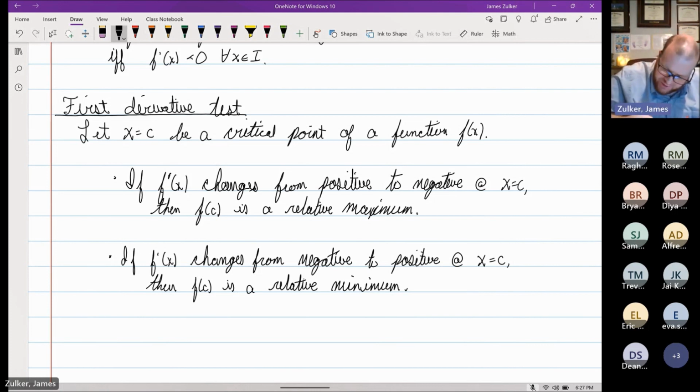If f prime of x changes from negative to positive at the point x equals c, then f of c is a relative minimum. So again, if f of x is switching from decreasing to increasing at c, then f of c is a relative minimum.